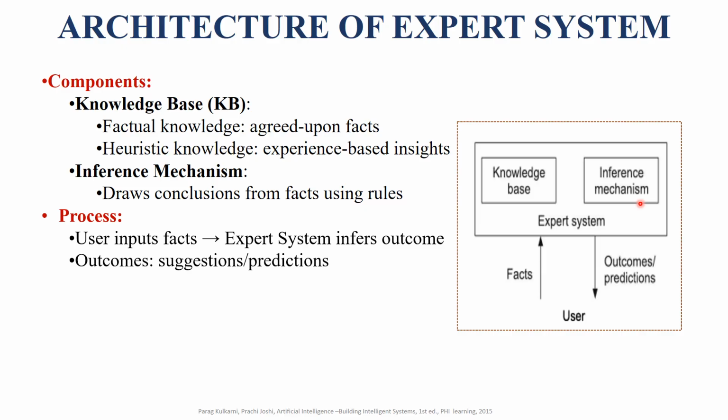How does the process happen? The user inputs the facts and the expert system infers the outcome. So based on the facts, the expert system helps us infer the outcome in the form of, say, suggestions and predictions.